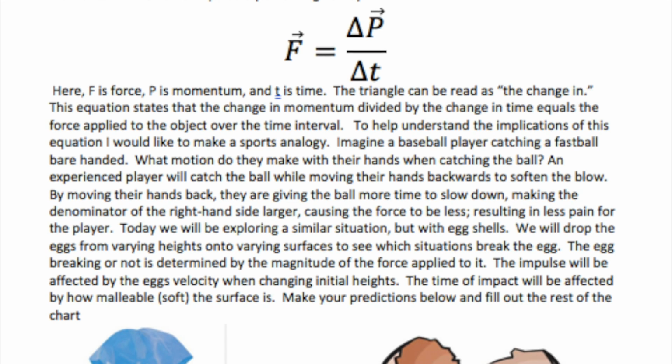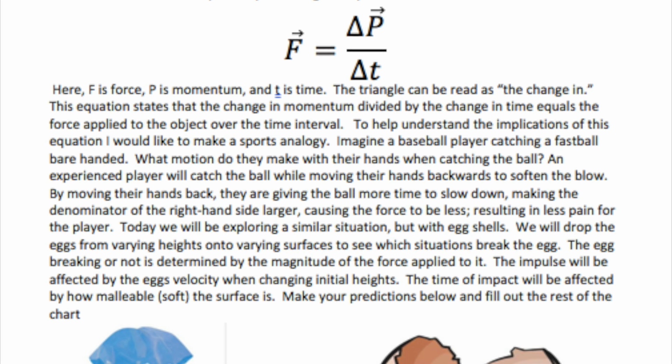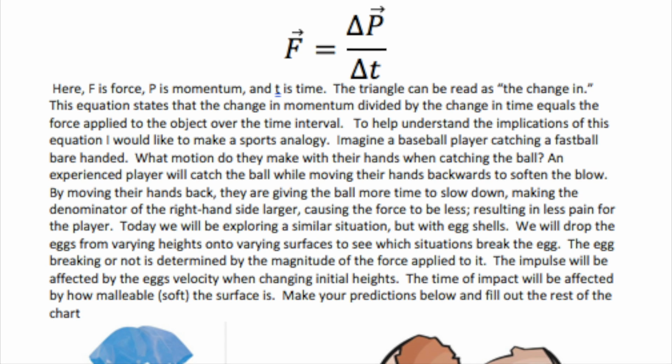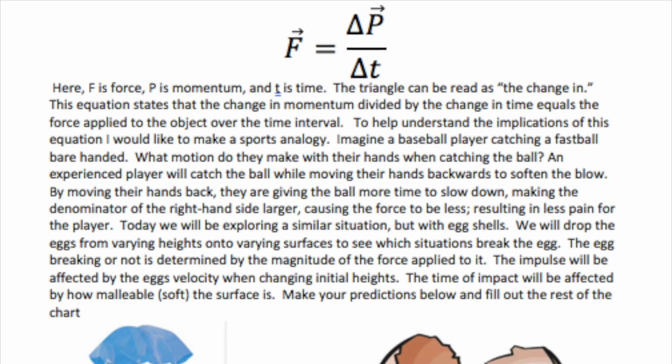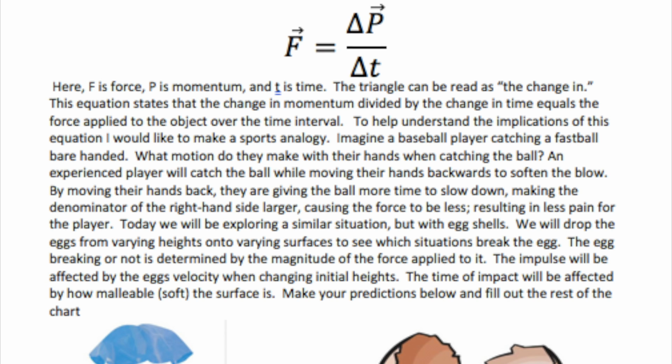The time of impact will be affected by how malleable or soft the surface is. So this is really associated with delta t, how soft the surface is that it's falling on. Kind of like the baseball player, when he moves his hands down, he increases the time of impact, lessening the force on him, giving him less pain. So that's really important. We're going to have rigid surfaces, and then we're going to have soft surfaces.